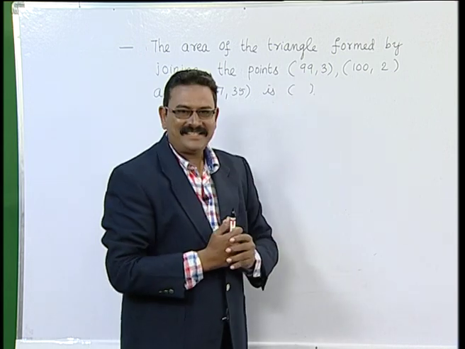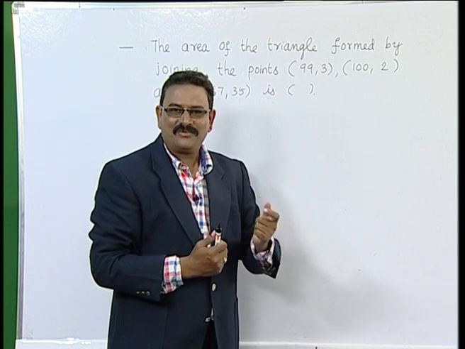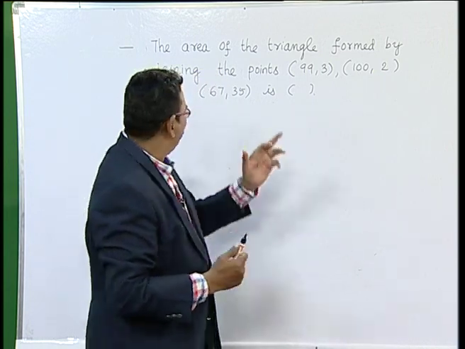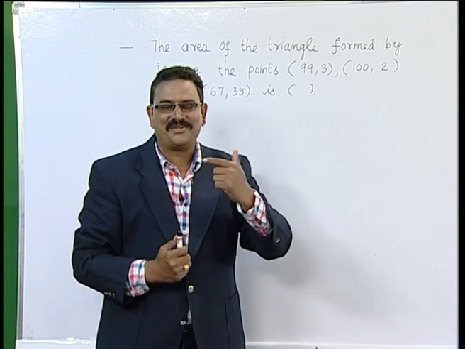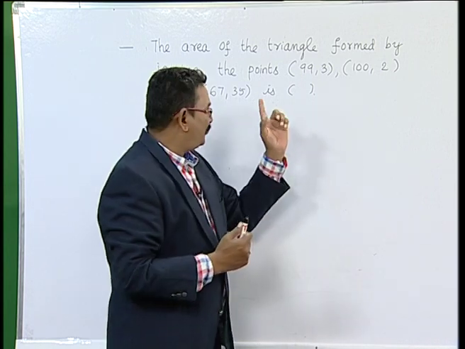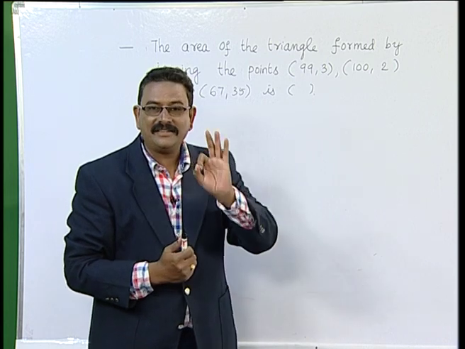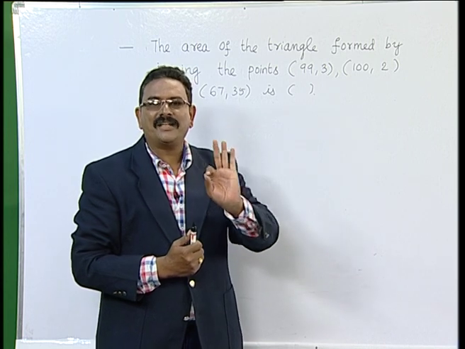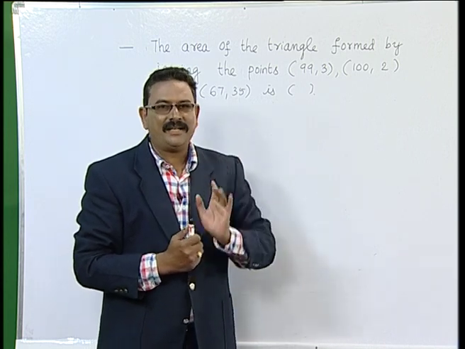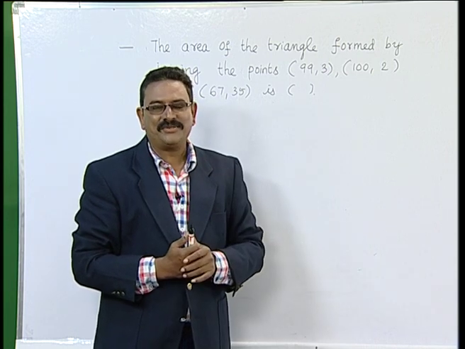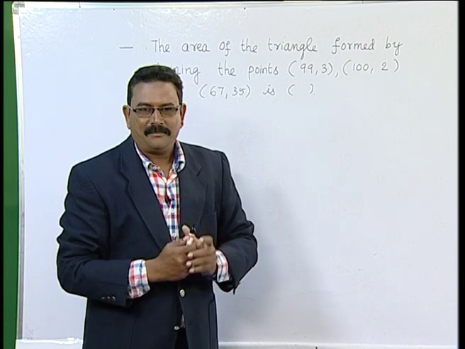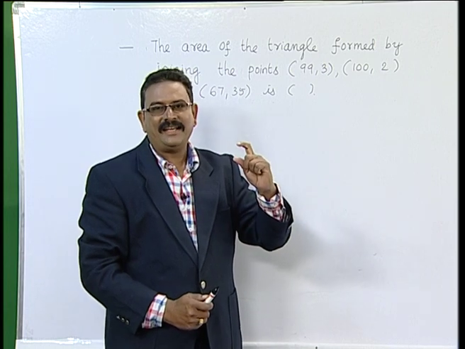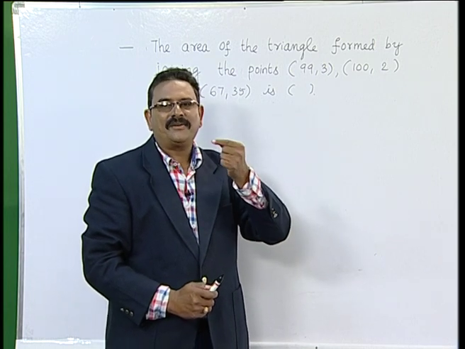Just add these two coordinates, 99 plus 3 is 102, am I right? 100 plus 2, that is also 102, 67 plus 35, that is also 102. So, that means if the sum of the coordinates of the given 3 vertices is the same constant, then the given 3 points are collinear. If the 3 points are collinear, no triangle can be made. So, that is why the area of the triangle becomes 0. So, answer is 0, but we have to remember this as an easy method or shortcut formula.